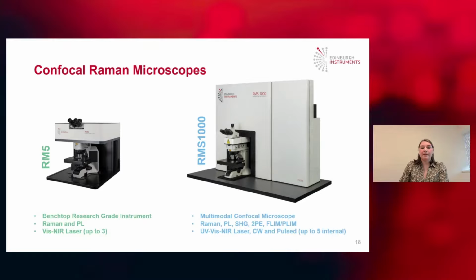As well as Raman and spectral PL, it can also be used for other imaging techniques such as second harmonic generation, 2-photon excitation, and FLIM mapping as well. For it to do this, it can couple up to 5 internal lasers, which can be used for Raman, but can also couple external lasers such as pulse lasers needed for some of these imaging techniques. Although our RMS1000 is very multimodal and customizable, for these types of studies in electrochemistry, the RM5 would be a really good choice of microscope to go for.